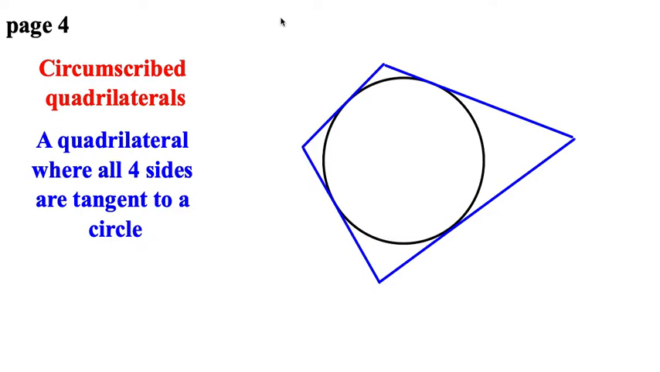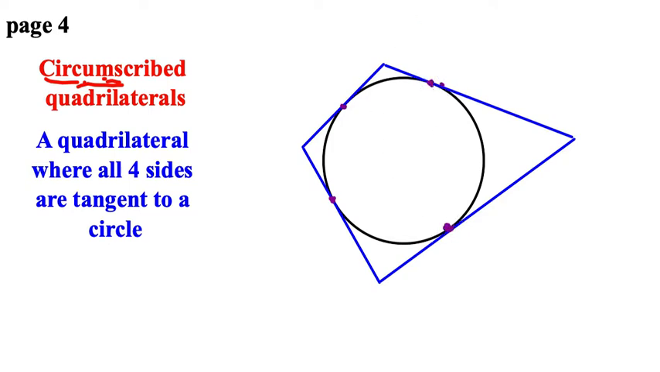So, a circumscribed quadrilateral. When we circumscribe something, think like circumnavigate, right? Circumscribed, the prefix means around. So when we talk about a circumscribed quadrilateral, we're talking about a quadrilateral that is drawn outside of the circle. But it means that all 4 sides must be tangent to that circle. So that means that we have points of tangency here, here, here, and here.